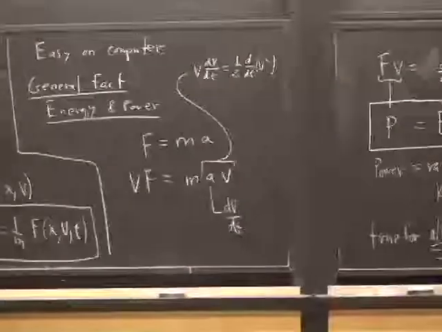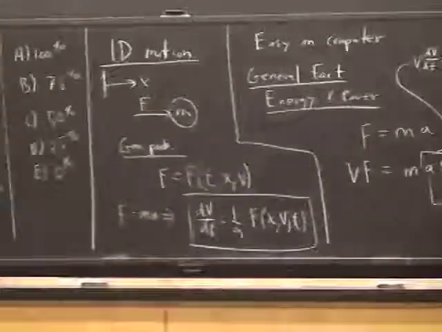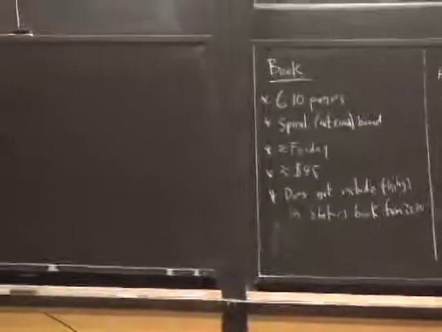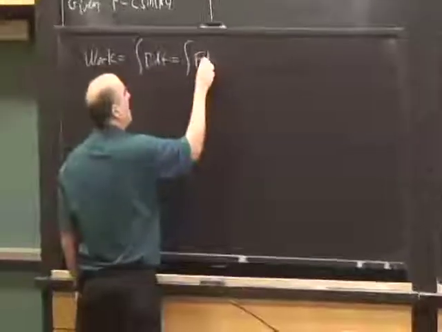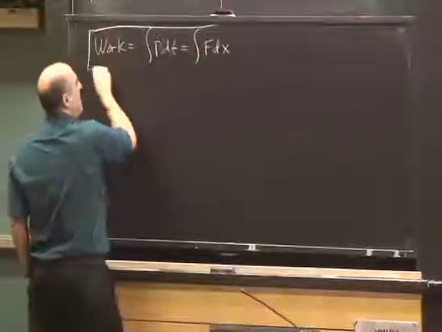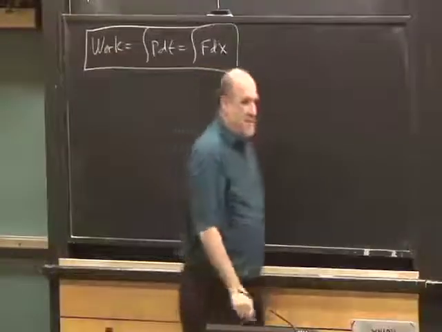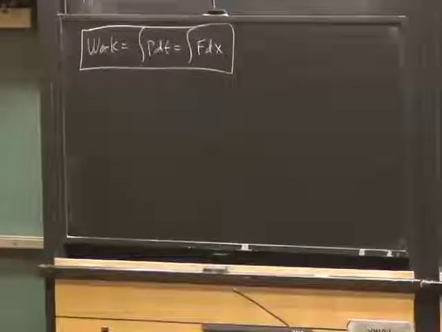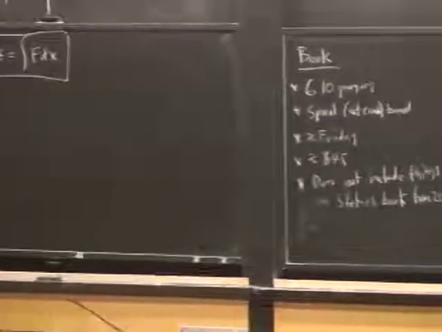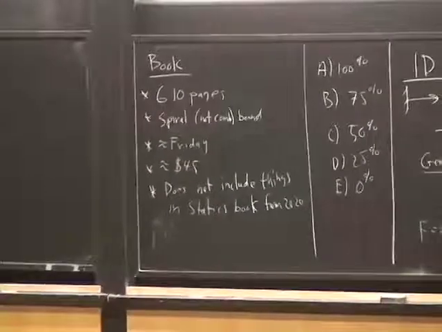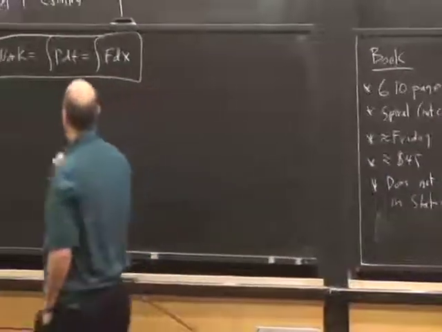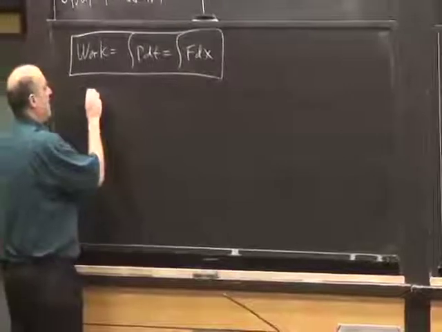So this gives us our standard definitions of work. On the one hand, it's the integral of P dt. On the other hand, it's the integral of F dx. Now, this is still true in general. The thing is that the equation on the right, that last term, is a deceptive equation, because if F is given as a function of x, v, and t, you can't do the integral until you know the solution.